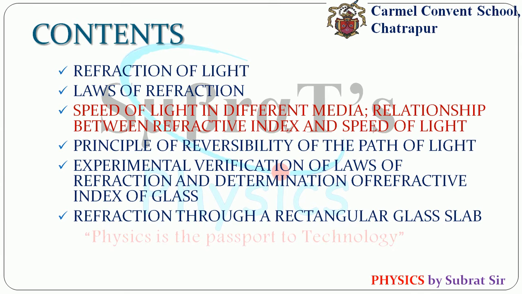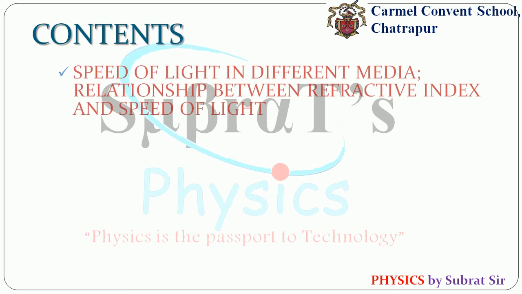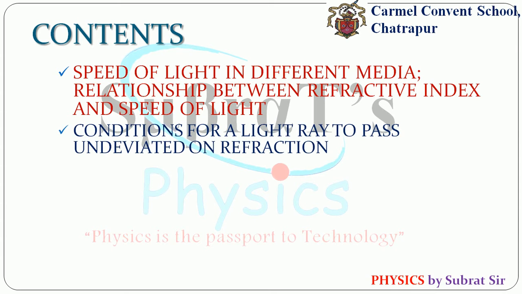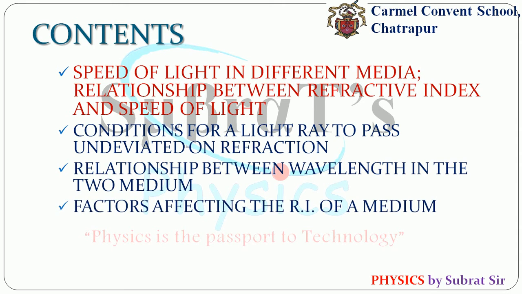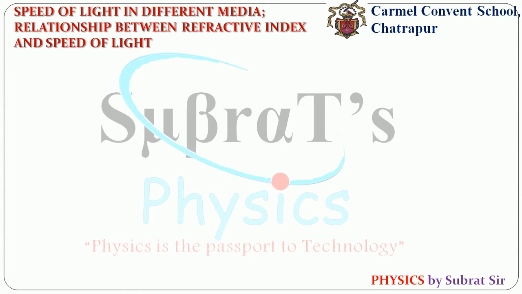Let us start with the topic: speed of light in different media, and the relationship between refractive index and speed of light. In this we will have some sub-contents also: conditions for a light ray to pass undeviated on refraction, the relation between wavelength in the two media, and also factors affecting the refractive index of a medium. Let us begin.